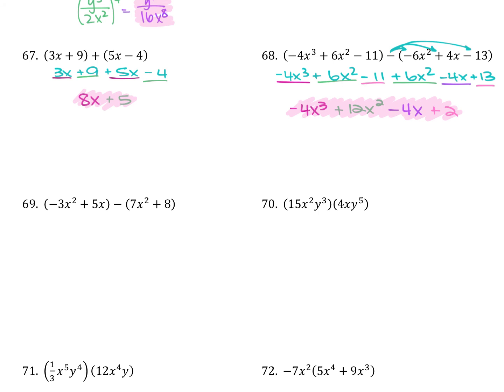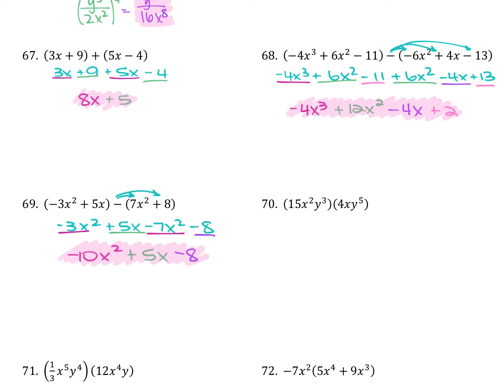For 69, you have negative 3x squared plus 5x minus 7x squared plus 8. Again, negative between the parentheses, distribute the negative, then combine like terms. So it's negative 3x squared plus 5x minus 7x squared minus 8. Your negative 3x squared and your negative 7x squared give you negative 10x squared. Then you have the 5x and the negative 8, which just give you negative 10x squared plus 5x minus 8.